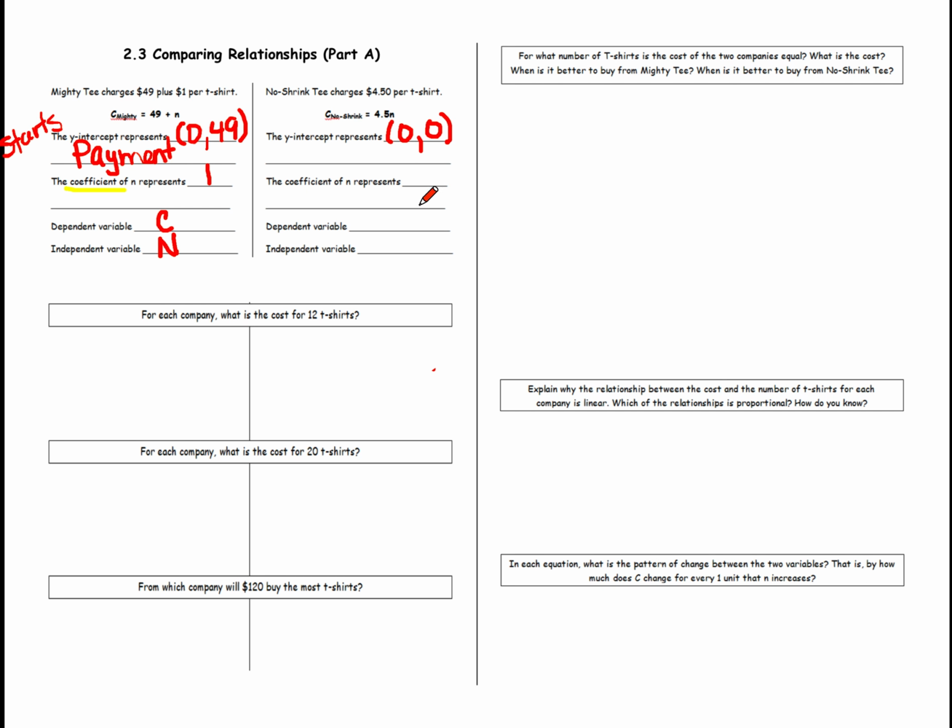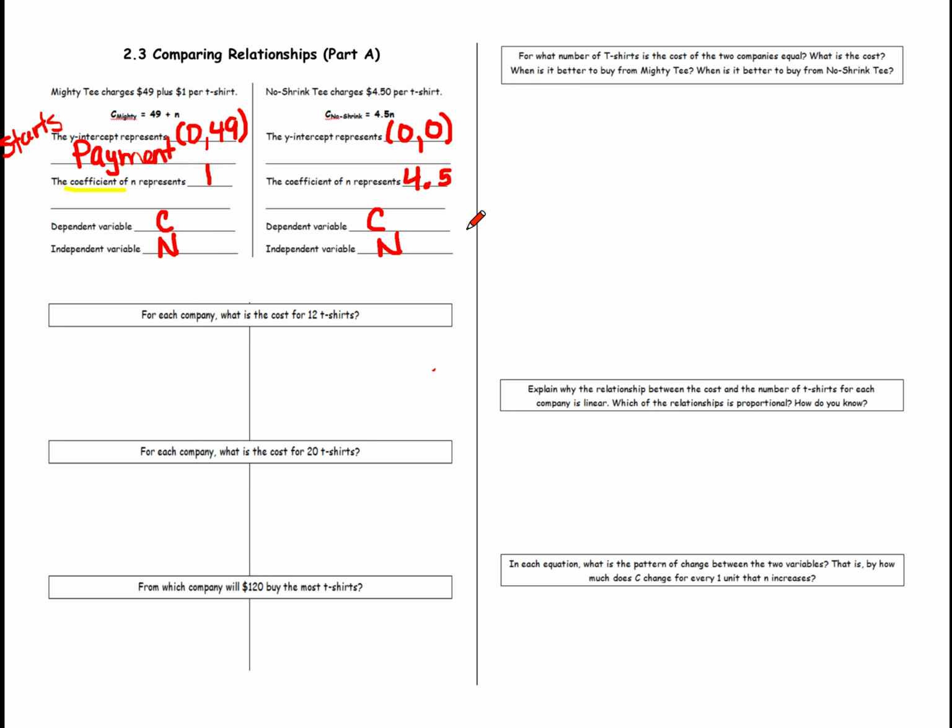What is my coefficient? Well, remember, a coefficient is any number that's in front of a variable. So there's no numbers here. Oh, there is a number there. So my coefficient is 4.5. Again, my dependent variable requires some math to get the answer, so that's going to be C. And my independent variable is given to me. That's going to be N.